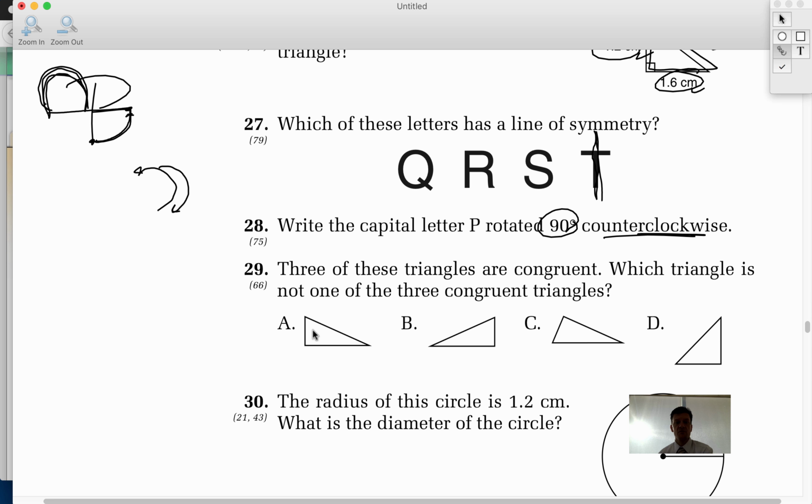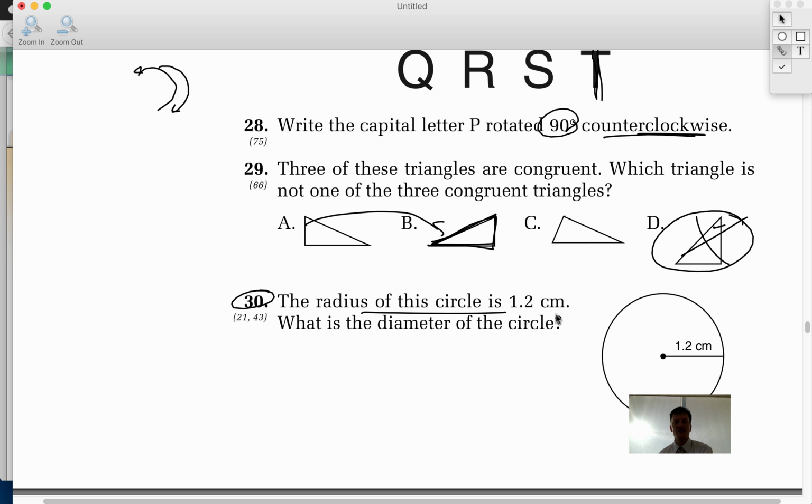A and B, if you flipped A, you could have it completely lie on top of B. You could also spin or rotate C and maybe even flip it and have it completely lie right on top of B. But D has different angles and different lengths of the sides, so it is not congruent. D would not be congruent.